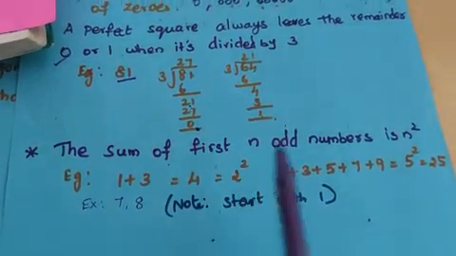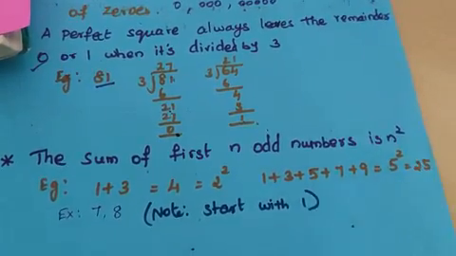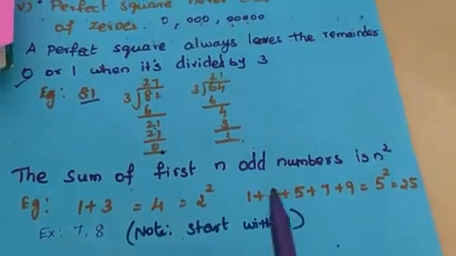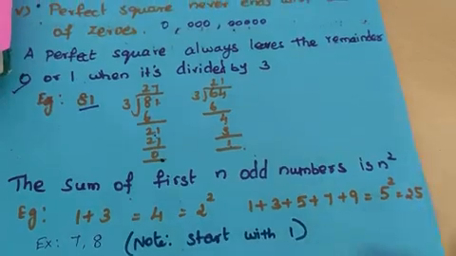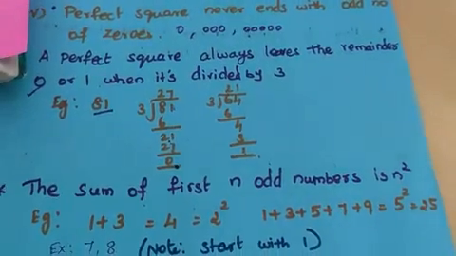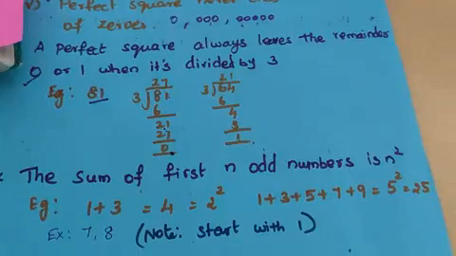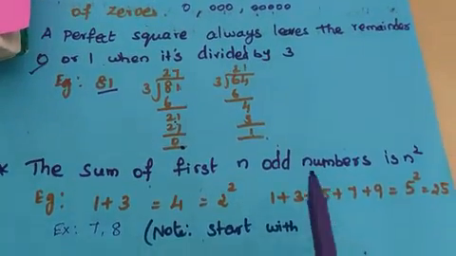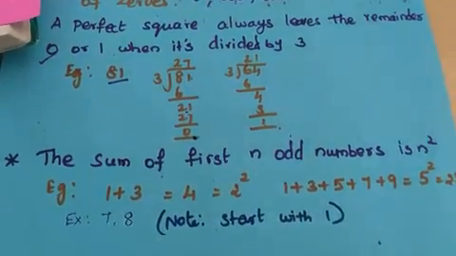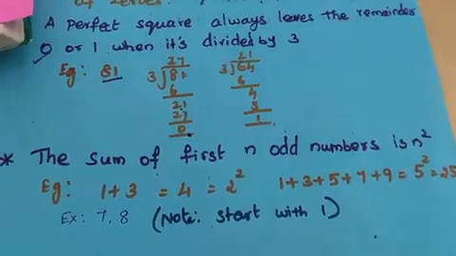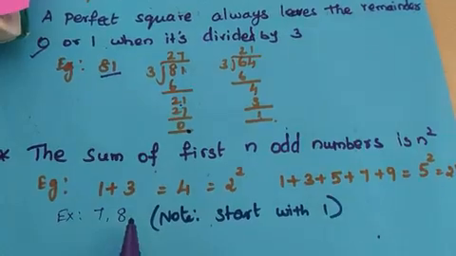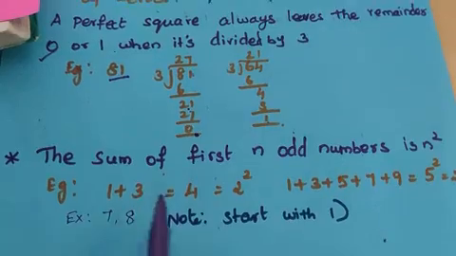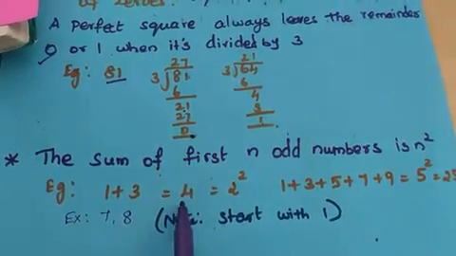The sum of first n odd numbers is n squared. What is meant by the sum of first n odd numbers? n means any number you can take it. Whenever you are finding the sum of first n odd numbers, here we are saying you have to take the odd numbers only. You know that 1 is an odd number: 1, 3, 5, 7, like that. So when you are finding the sum, you will always get n squared, meaning how many numbers you have taken, that squared will give the sum value.